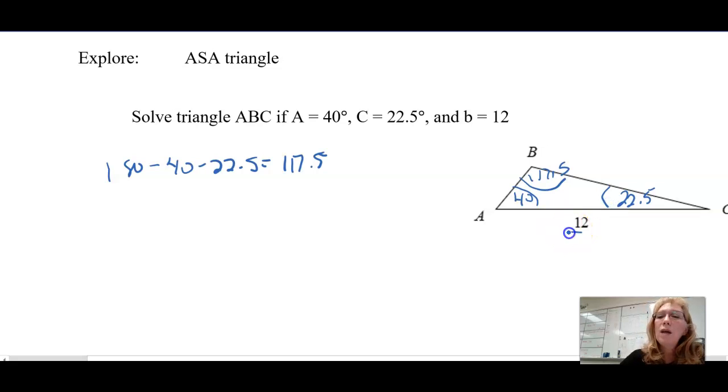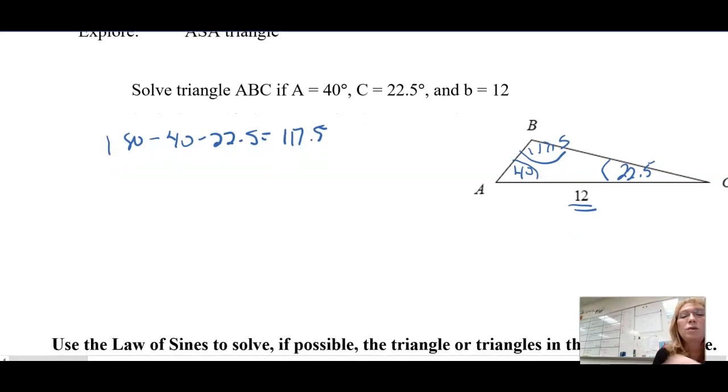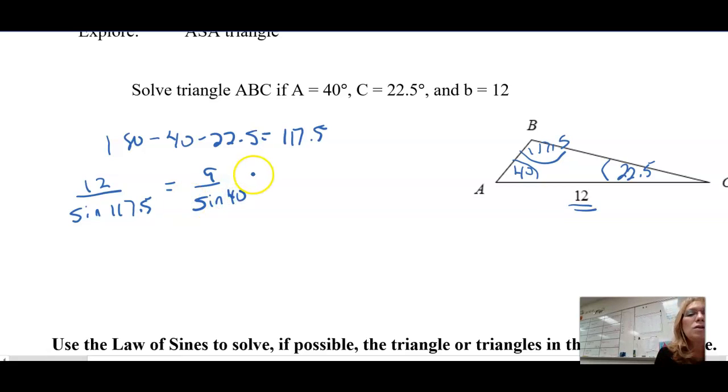All right, we are given this side. Since that's the side we're given, that is the side you should have used for your ratio. So you would have done 12 over the sine of 117.5. Doesn't matter which one you find first. Let's say you did A over the sine of 40. Multiply by sine of 40 on each side. And you should have gotten A equals 8.7, approximately.